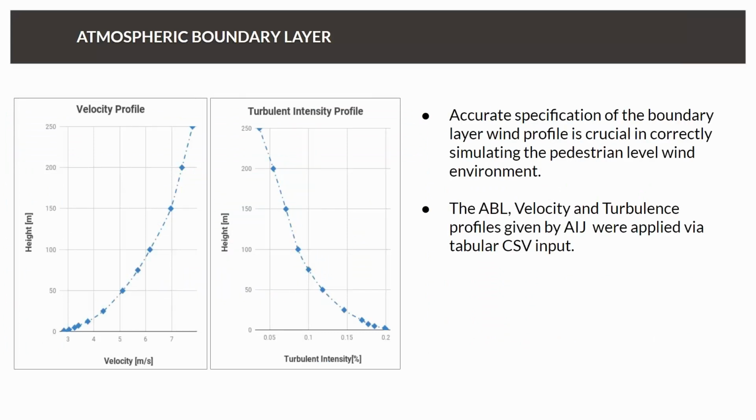So it's important to use the atmospheric boundary layer in our simulations, and I'm actually going to show you how we upload an atmospheric boundary layer to the platform later on. However, for now, know that these atmospheric boundary layer profiles came from the paper itself, and we've input both velocity and turbulent intensity as a function of height at the inlet for all the directions.